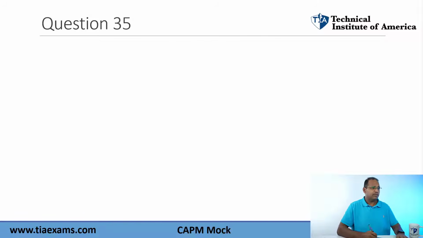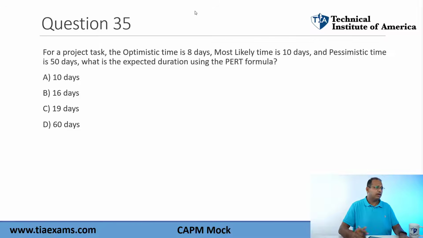Question 35. Let's keep going here. Question 35, for project tasks, the optimistic time is 8 days, most likely is 10 days, and the pessimistic time is 50 days. What is the expected duration using the PERT formula?